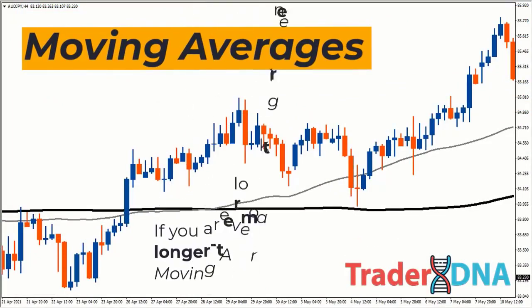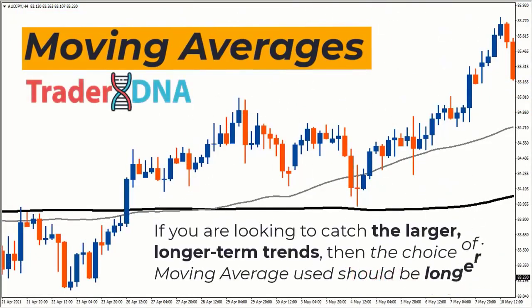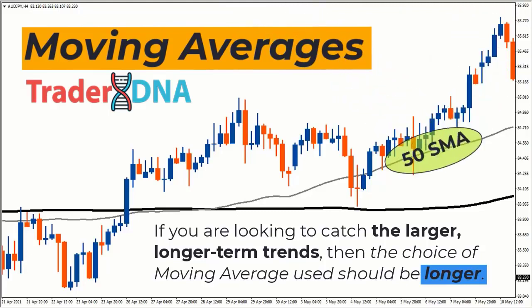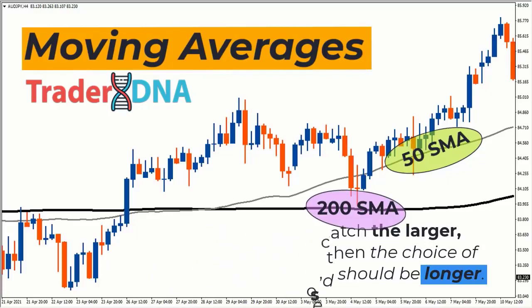If you are looking to catch the larger, longer-term trends, then the choice of moving average used should be longer. The type and length are a matter of preference. Some traders will simply look at a 50-day simple moving average. Others may use a crossover strategy, in which they wait for a cross of a shorter moving average such as the 50 to go above or below a longer moving average such as the 200. Whichever moving average you decide to use, they can provide a simple means of determining market trend.